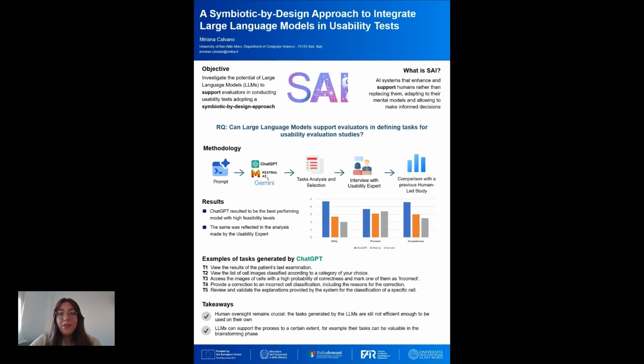Hello everyone, I am Miriana Calvano and I am a PhD student in computer science at the University of Bari, Aldo Moro. I will present the poster titled The Symbiotic-by-Design Approach to Integrate Large Language Models in Usability Testing.